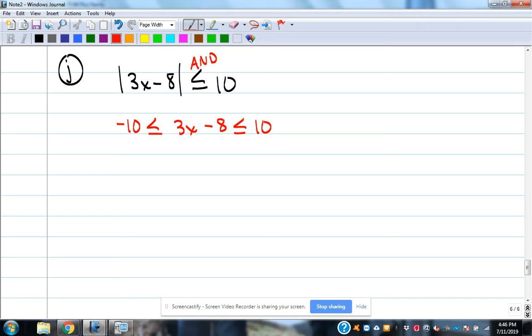If it's an "and" problem, if it's an "or" problem, you're going to split it into two. If it's an "and" problem, you're always going to have double less thans. It's never going to change. It's always going to be less than, less than.